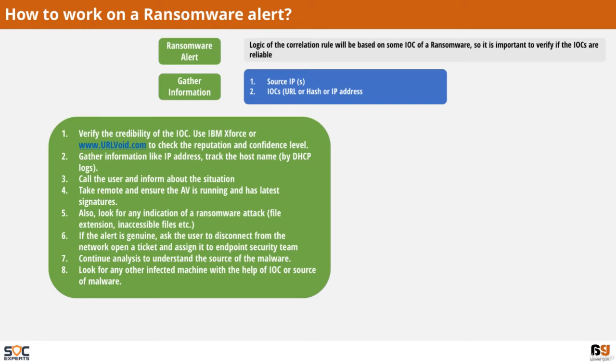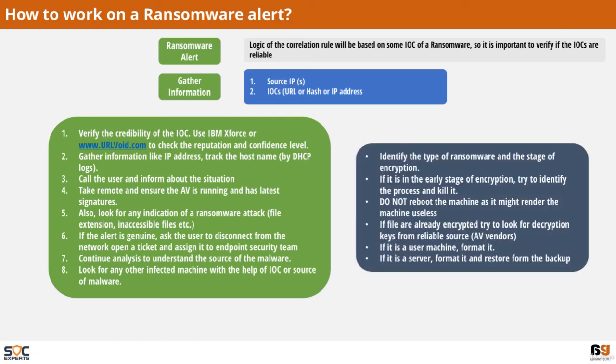If the alert is genuine, ask the user to disconnect from the network, open a ticket and assign it to the endpoint security team. Continue analysis to understand the source of the malware. Look for any other affected machines with the help of IOCs or source of malware.